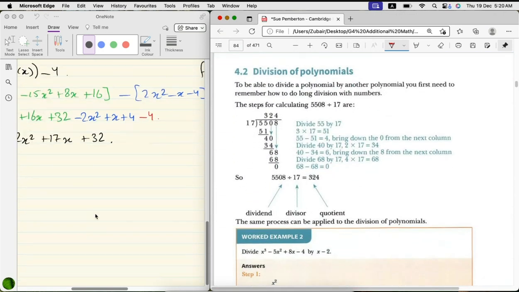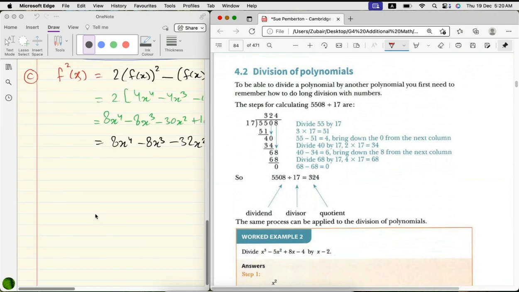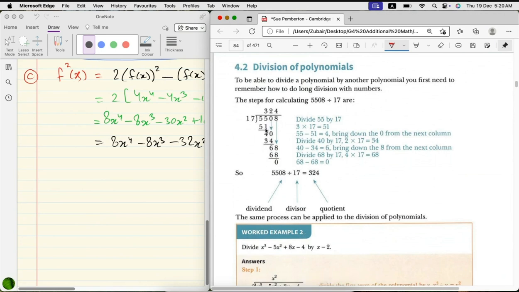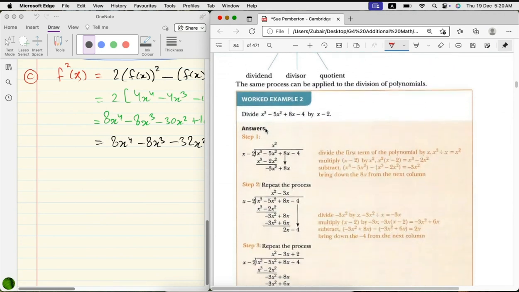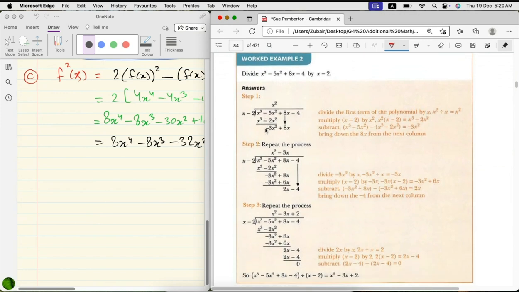Division of polynomials. I think we can directly jump onto the algebraic form. We know how to divide numbers. Let's just take a small example of numbers.